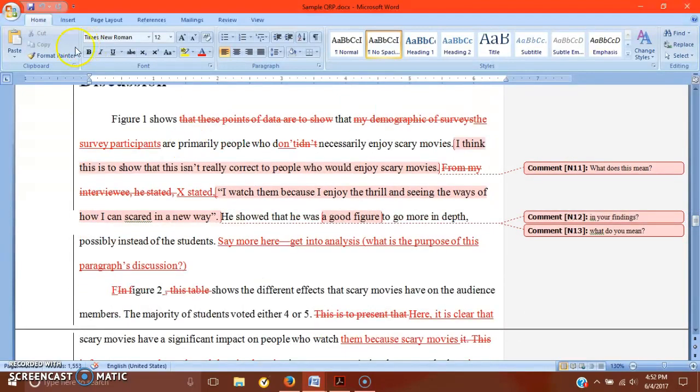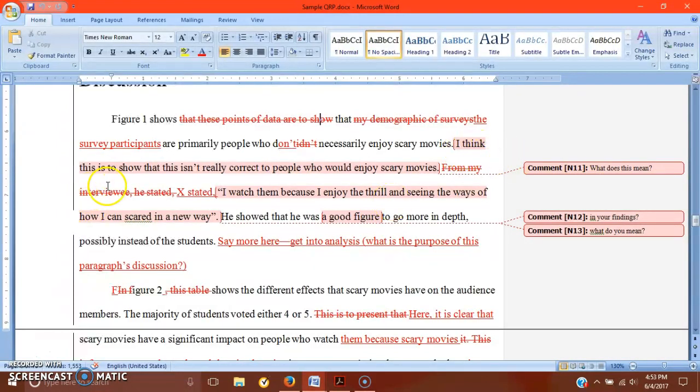All right, so here we have the discussion section. That's all correct, how he used the template. Figure 1 shows that these points of data are to show that my demographic of surveys, so obviously we did lessons in concision. These lengthy phrases like this, that these points of data are to show, this is clunky, it's unclear. I just put figure 1 shows that the survey participants are primarily people who don't necessarily enjoy scary movies. That's a much more compact sentence. So don't forget your lessons on concision. Those are going to be throughout the whole semester.